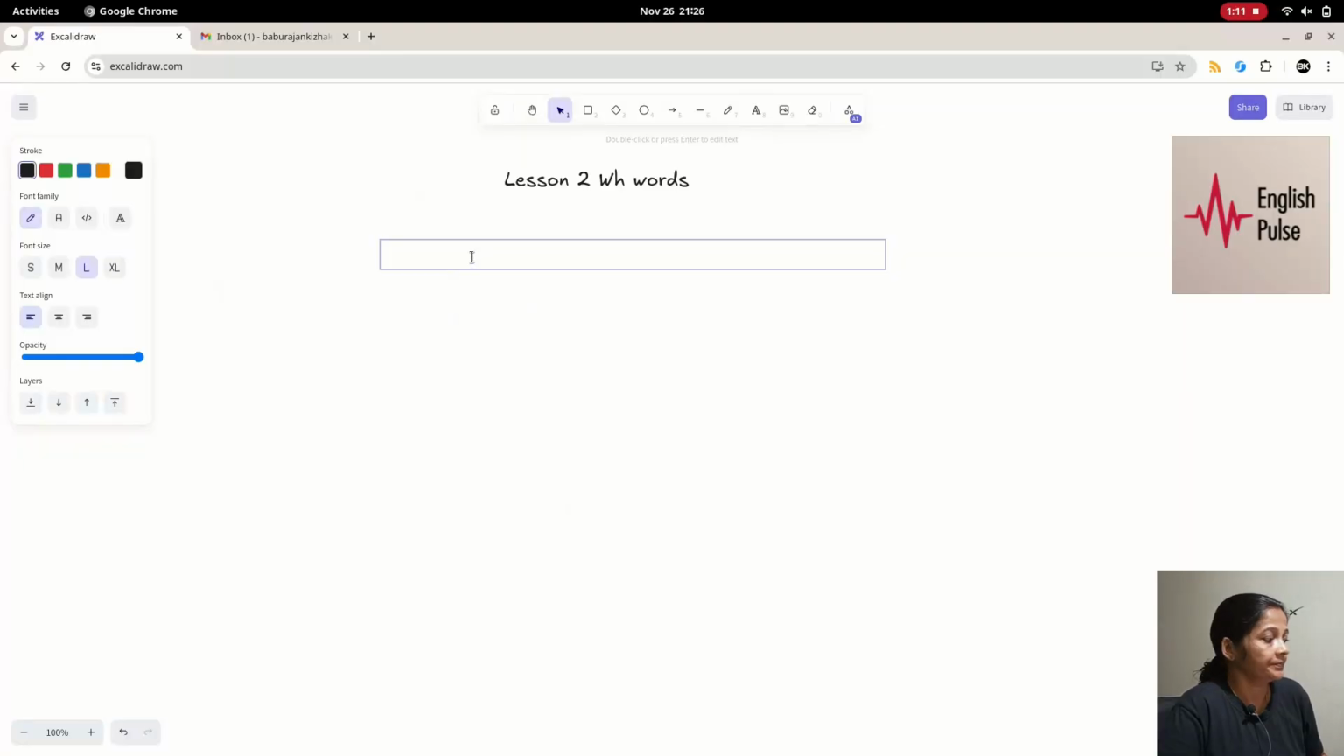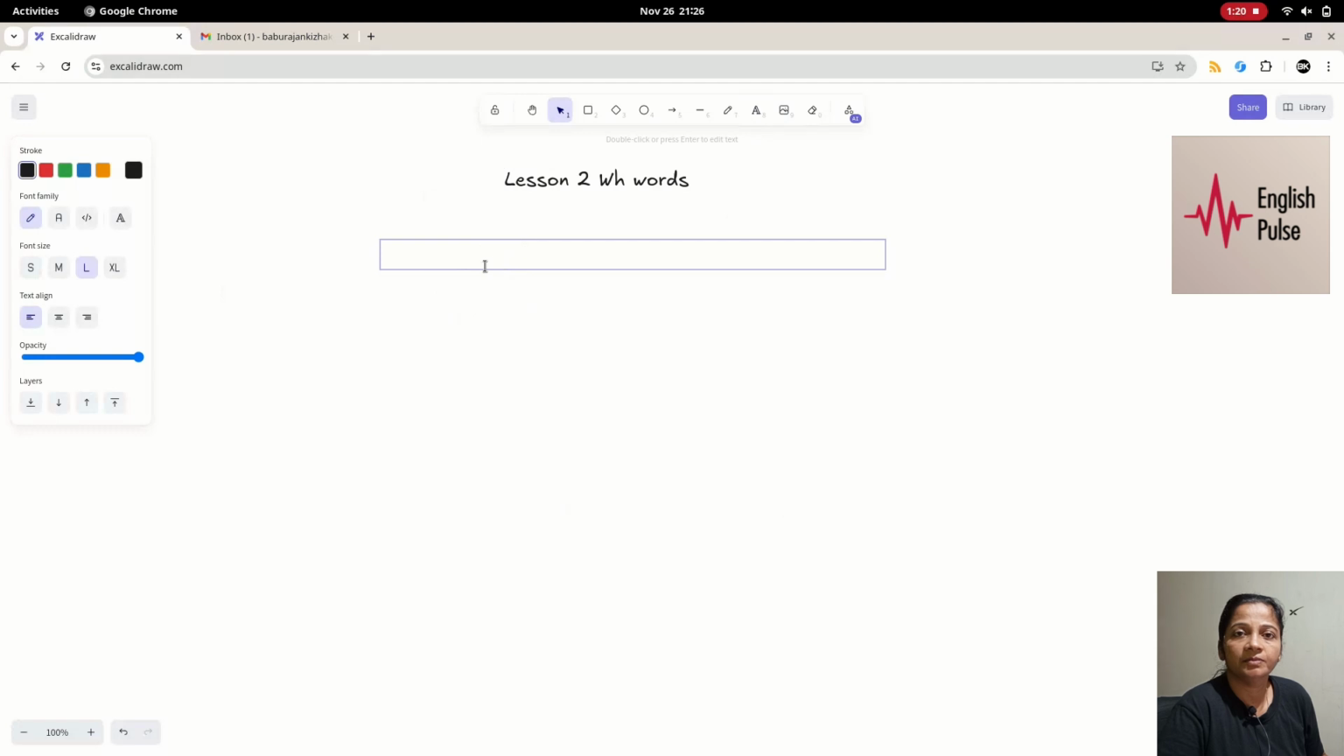Last class, in lesson 1, we learned about verb basics. We learned about two types of verbs: one is action verb, second is linking verb. Today, we are going to learn more about the words that form a sentence.